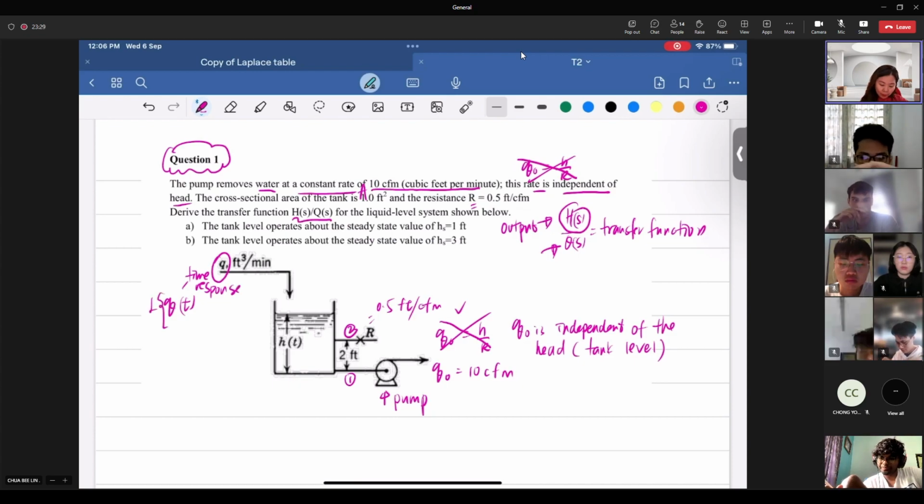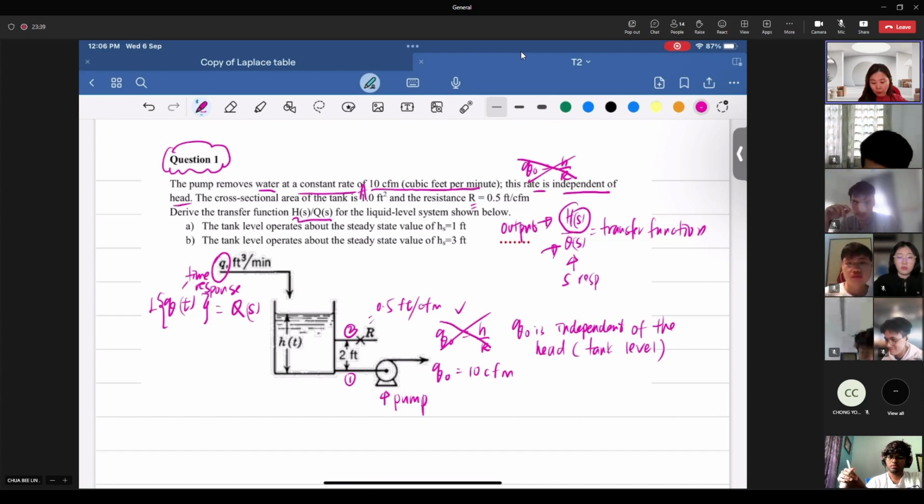After you Laplace it, you will get QS. So your Laplace transform is for you to get the transfer function. So this is in S response. Okay. So after you Laplace, then you will get the Q capital as a function of S.